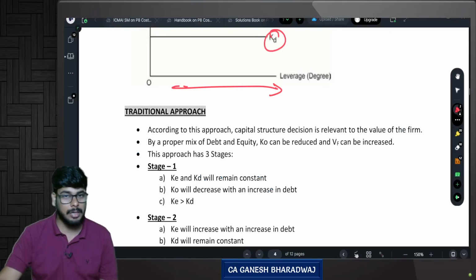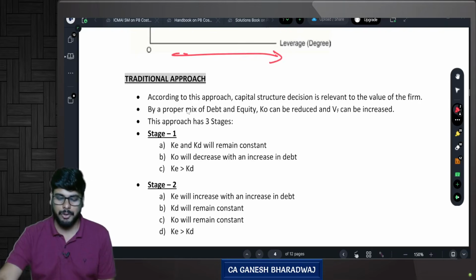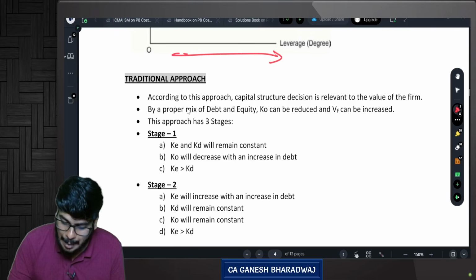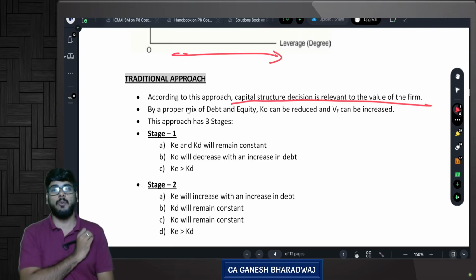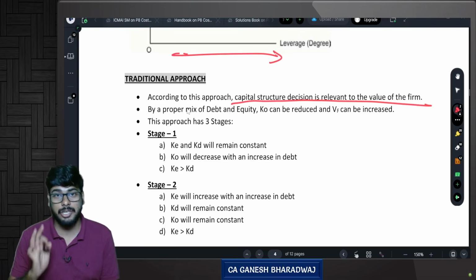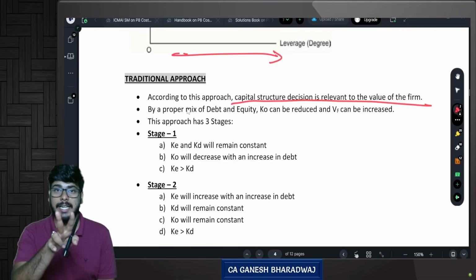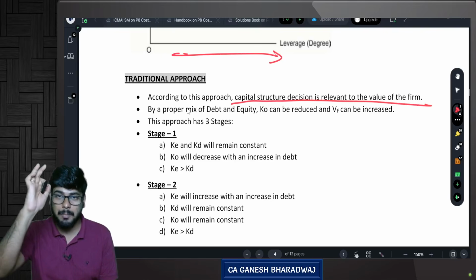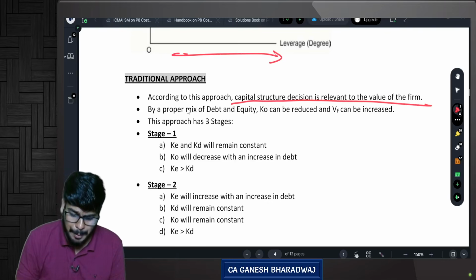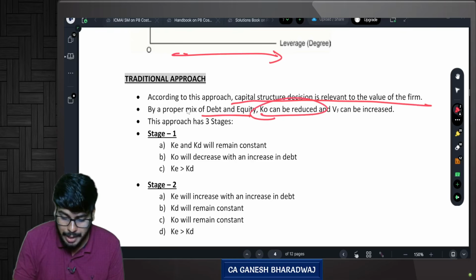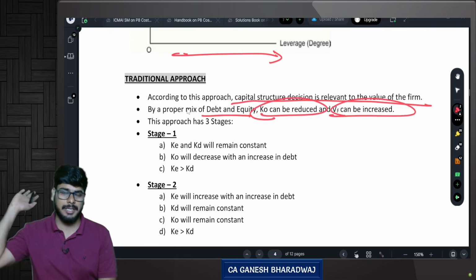Now, let's go to the third one, which is called the traditional approach. Now, what does traditional approach say? According to this approach, capital structure decision is relevant to the value of the firm. So, meaning what? The proportion of debt and equity in your capital structure will impact the value of the firm. That is what they are saying. Yes. So, by a proper mix of debt and equity, KO can be reduced and VF can be increased. Yes, this is what they are saying.